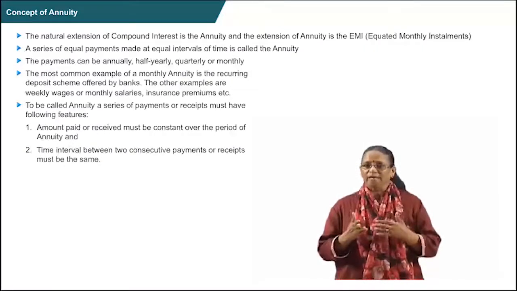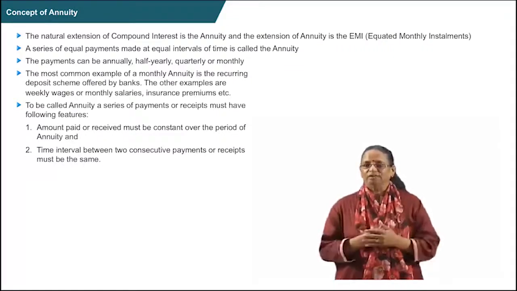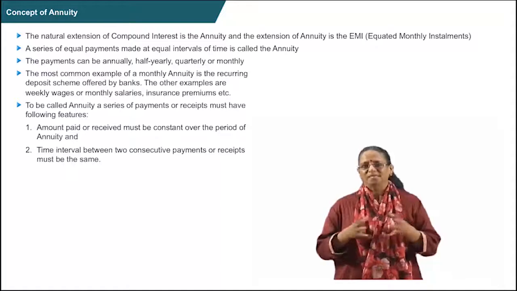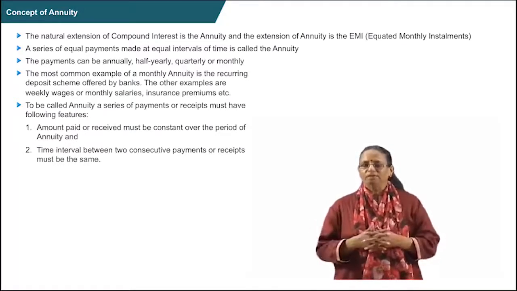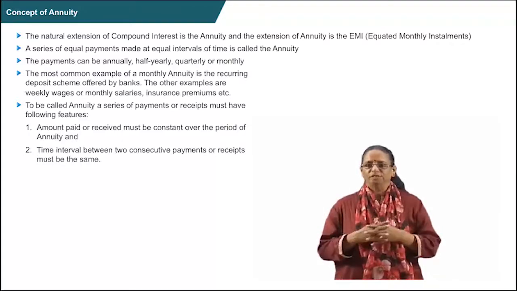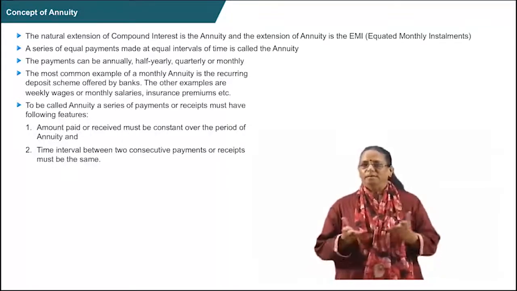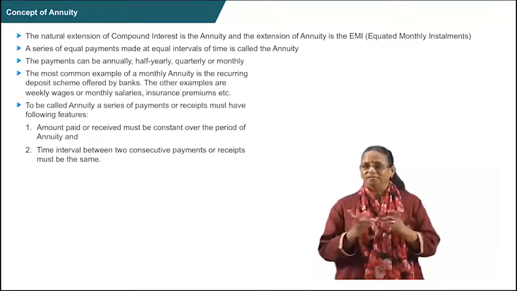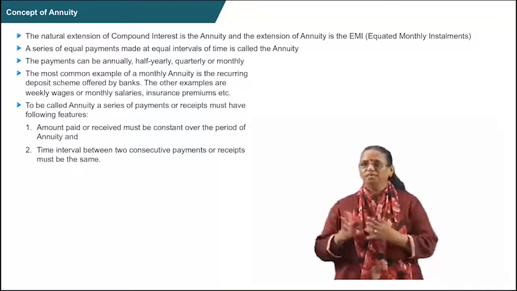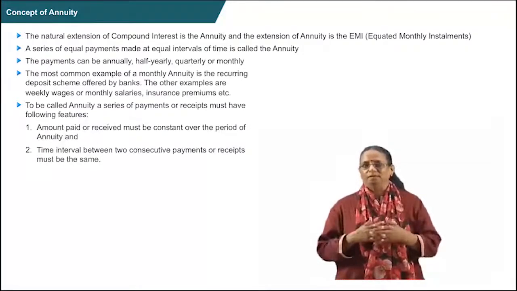Now, to be called annuity, a series of payments or receipts must have the following features. What are the features? The first one is the amount received or paid. It must be a constant over the period of annuity, and the time interval between the two consecutive payments should be same. So the time interval between two consecutive payments or receipts must be same.